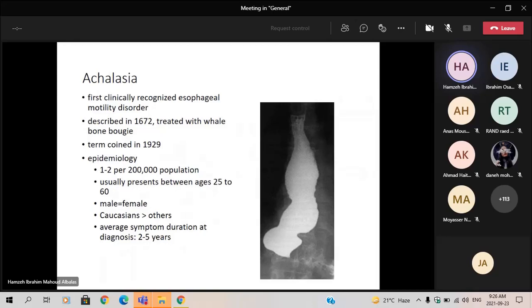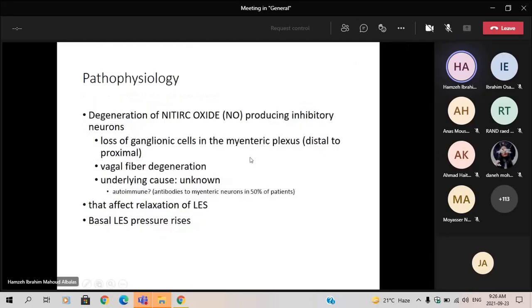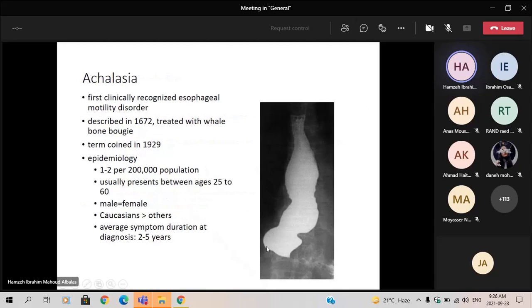As we see in the picture behind, this is a barium swallow. There is dilatation of the esophagus and a bird's beak, a mild narrowing at the lower part of the esophagus. The white material is the contrast, and this is the barium swallow. It's an important picture to see and remember.